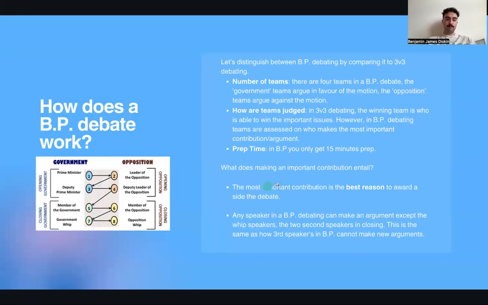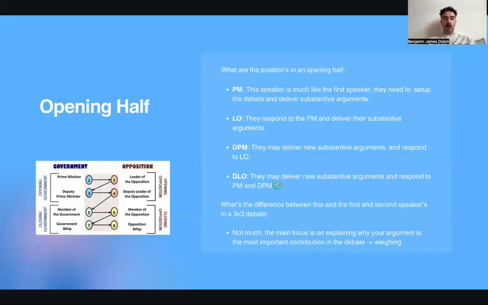Let's then move to what a team in the opening half does. And the good thing about the opening half in BP is that it is not too dissimilar from a regular 3v3 debate. There are some more subtle differences that we might discuss in this presentation and that you'll become aware of if you do British parliamentary debating. But for now, the simple thing to understand is what each speaker's main role is and what types of things should be at the forefront of your mind.